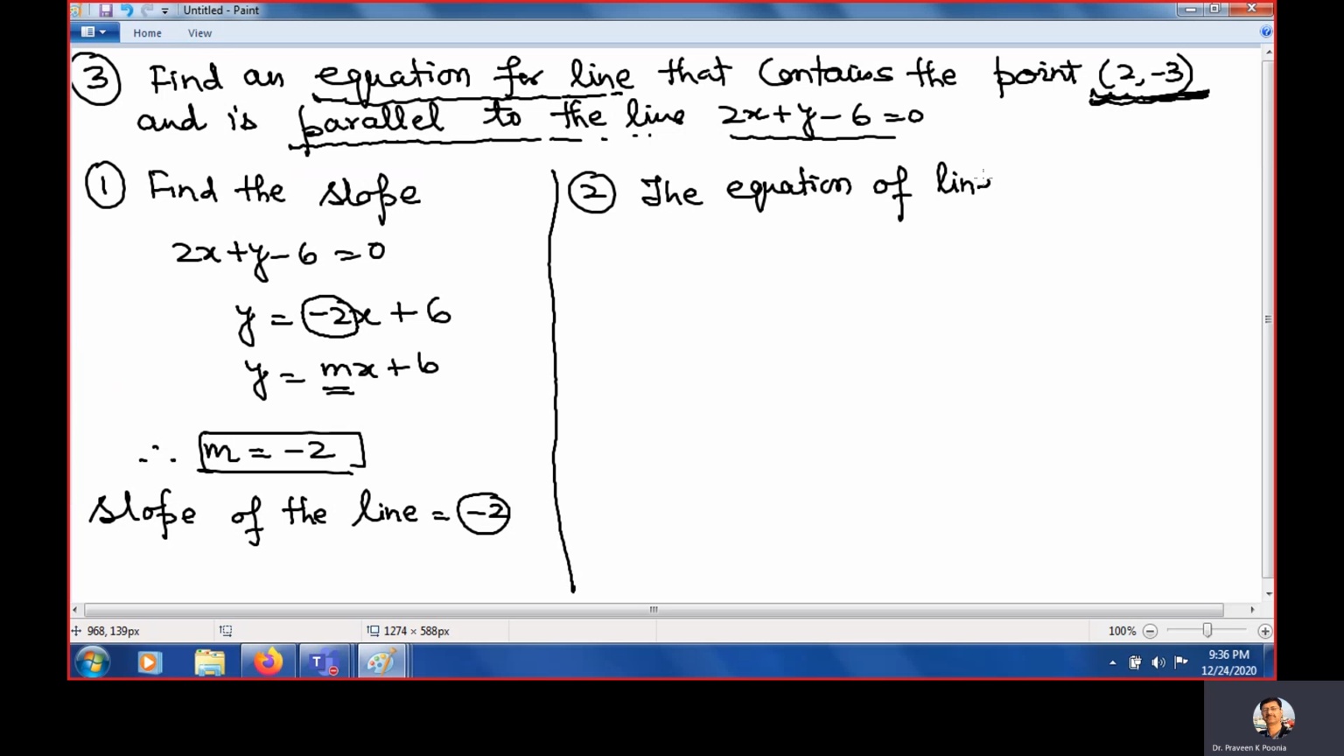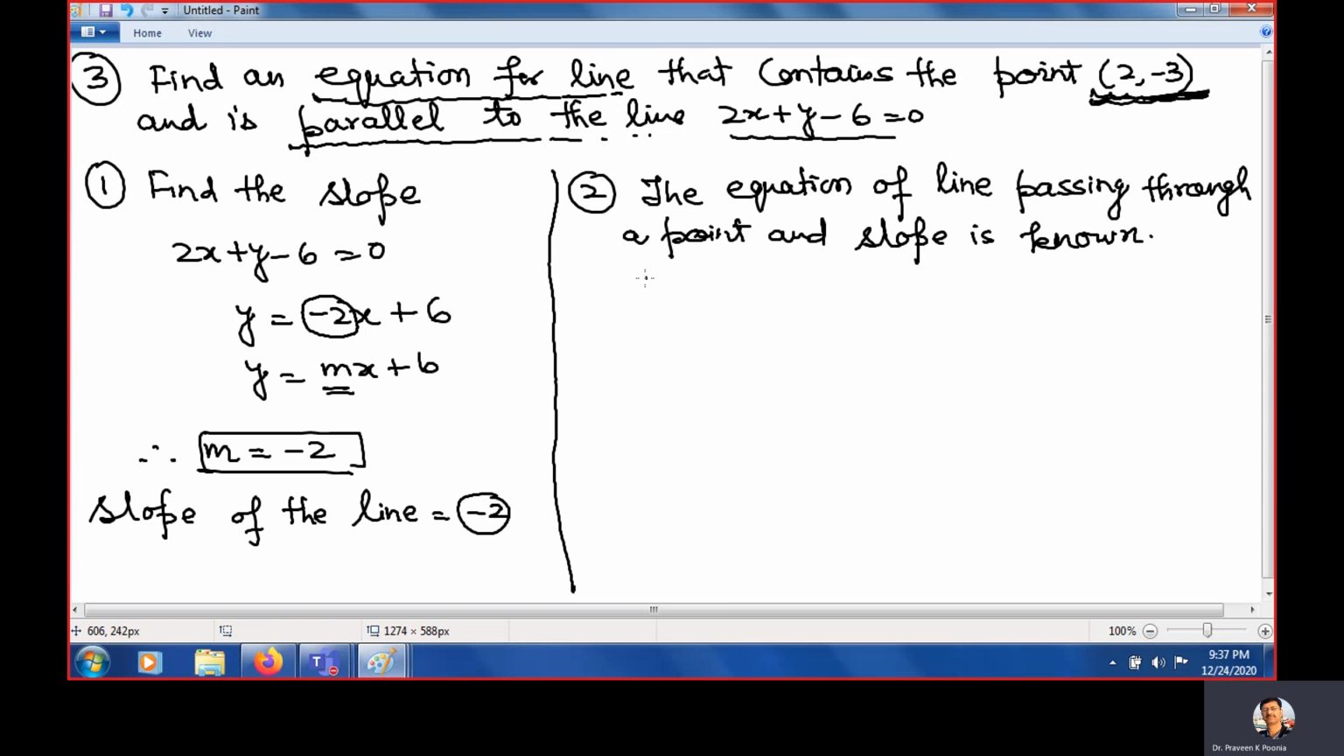of line passing through a point and slope is known, and that is y minus y1 is equal to m(x minus x1). That we learned in the previous lecture. So y minus y1 is y minus (-3) equals m, which is -2, times (x minus 2).